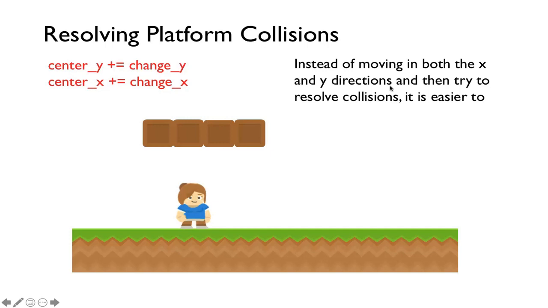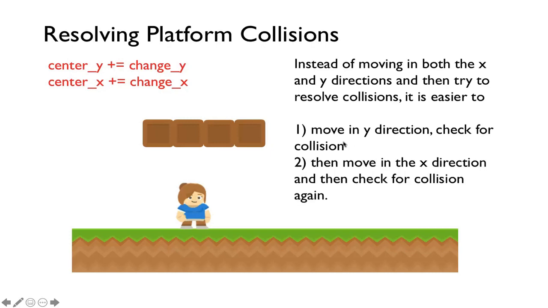So instead of moving in both directions, first we're going to move in the y direction, check for any collision that we have, resolve the collision, and then we move in the x direction, then check for a collision, and then resolve that. So we do one direction at a time, so that way it's easier for us to keep track of any collision and resolve it appropriately. So let's see how this is going to work.